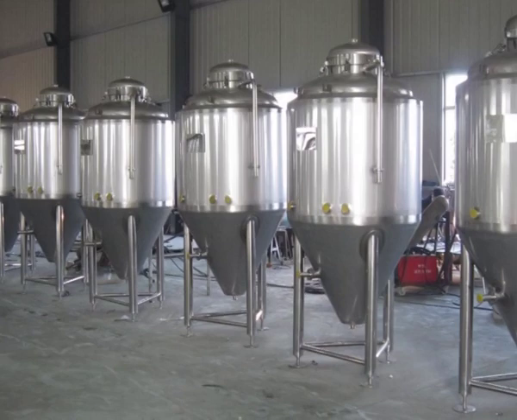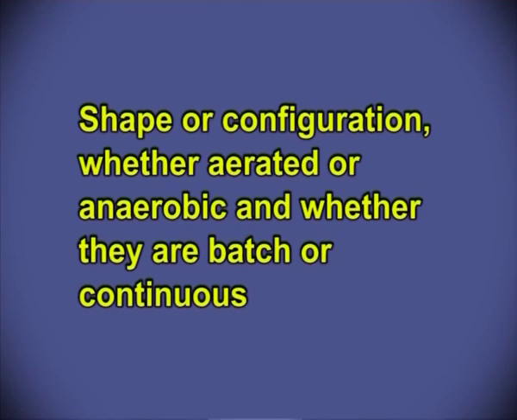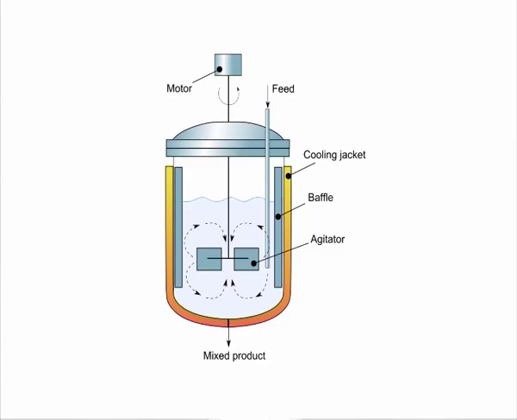Several types of fermenters are known and they may be grouped in several ways: shape or configuration, whether aerated or anaerobic, or whether they are batch or continuous. The most commonly used type of fermenter is the aerated stirred tank batch fermenter. So widely used is this type that, unless specifically qualified, the word fermenter usually refers to the aerated stirred tank batch fermenter.